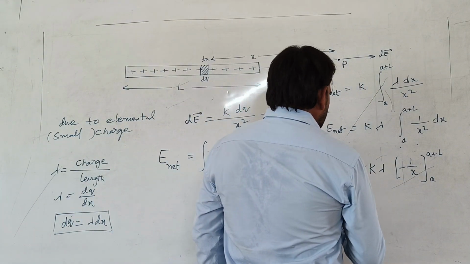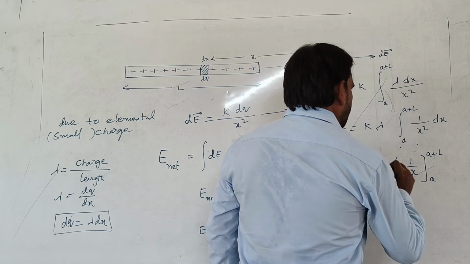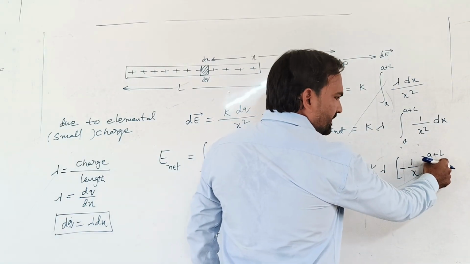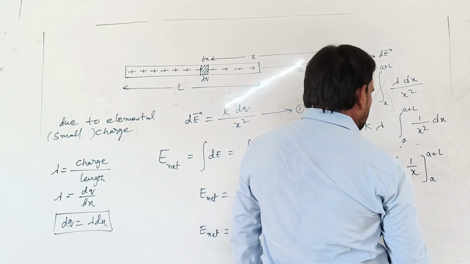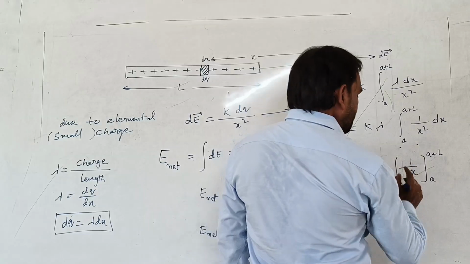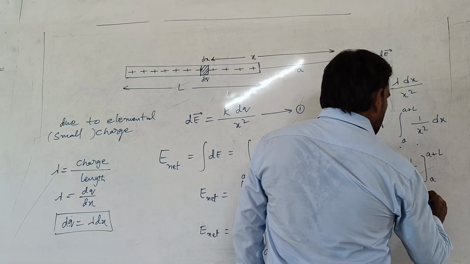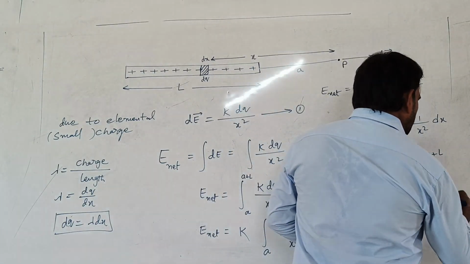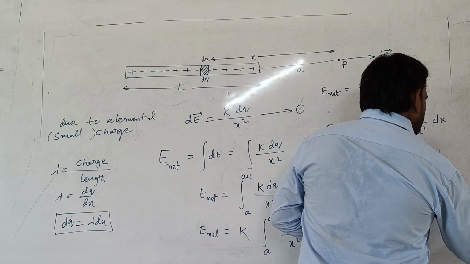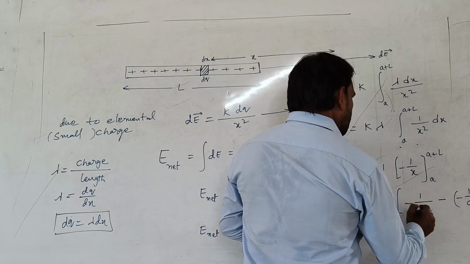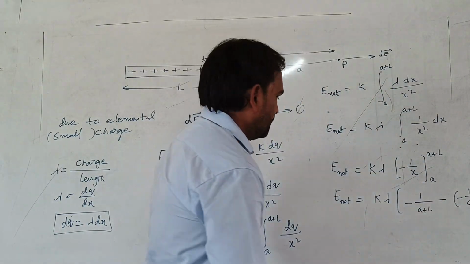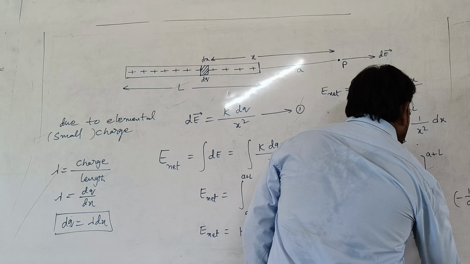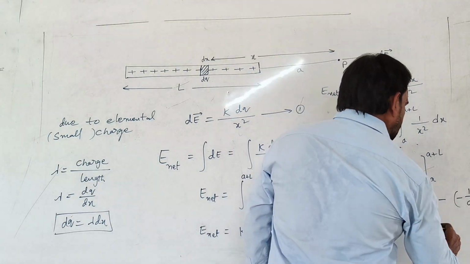Right, now E net is equal to k lambda. Okay, in place of x we substitute upper limit minus lower limit. Upper limit is A plus L. Lower limit is A. So, E net is equal to k lambda times minus 1 by the upper limit, A plus L, minus the lower limit term, minus 1 by A. Upper limit minus lower limit. Minus into minus gives plus 1 by A.